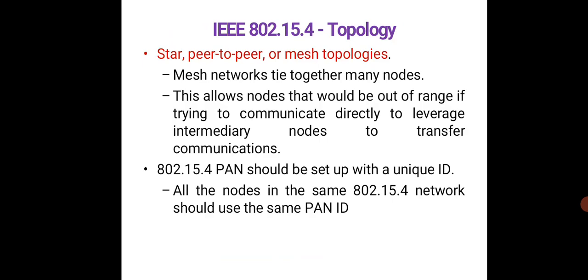So what types of topologies are involved in this type of access technology? Mesh topology, star, peer-to-peer. Mesh networks tie together many nodes. These allow nodes that would be out of range if trying to communicate directly to use intermediary nodes to transfer communication. Whereas an 802.15.4 PAN should be set up with a unique ID.